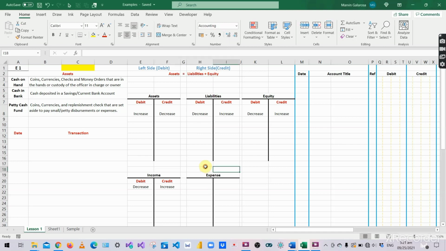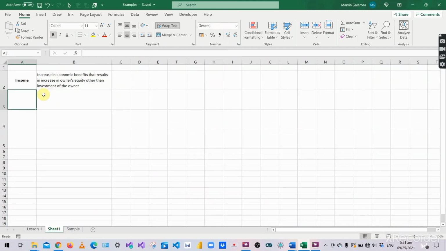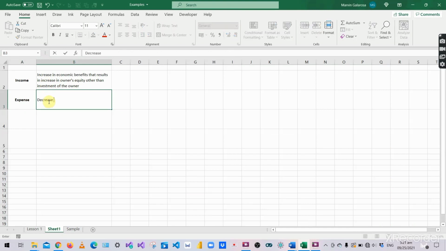Paano naman si expense? So, define muna natin ulit si expense. Kung si expense ay opposite ng income, mula dun sa definition ng income, maiinfer mo na doon yung definition ng expense. Kung si income ay increase in economic benefits, si expense naman ay decrease in economic benefits.